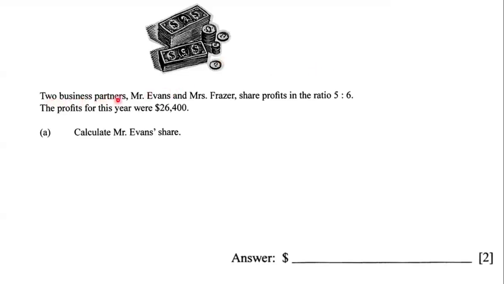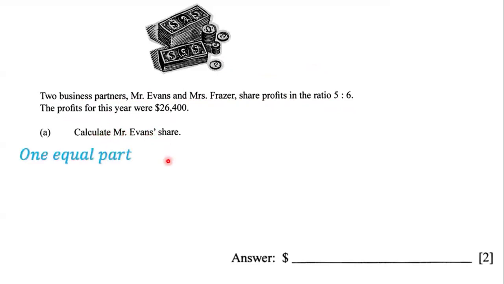Two business partners, Mr. Evans and Mrs. Fraser, share profits in the ratio 5:6. The profits for this year were $26,000. Calculate Mr. Evans' share.